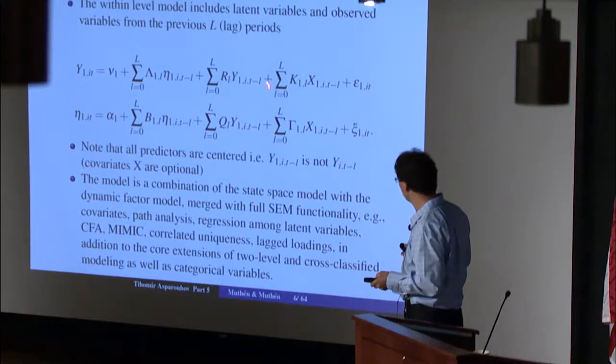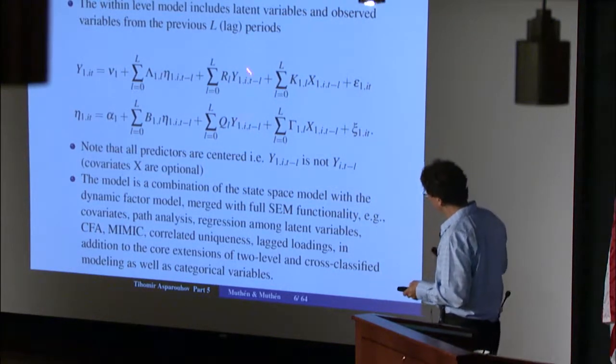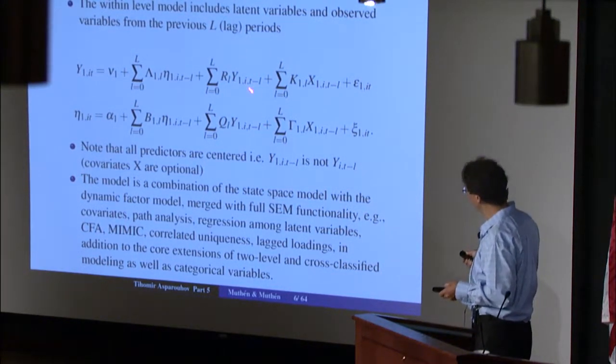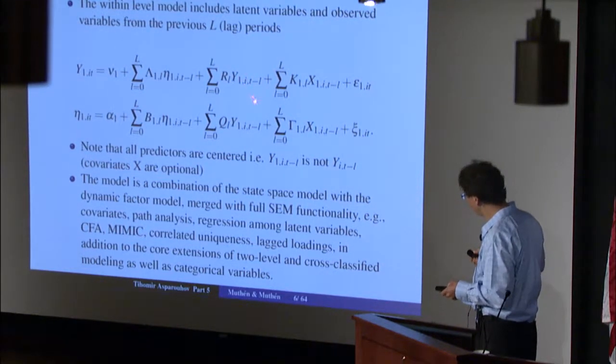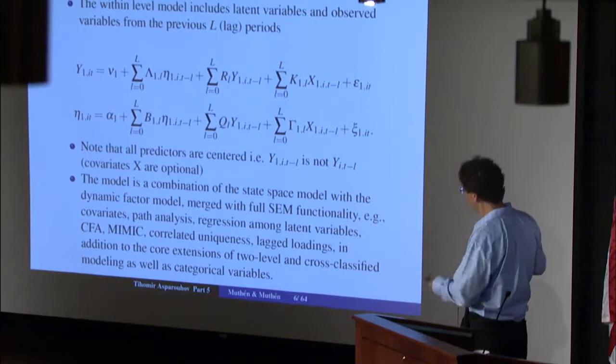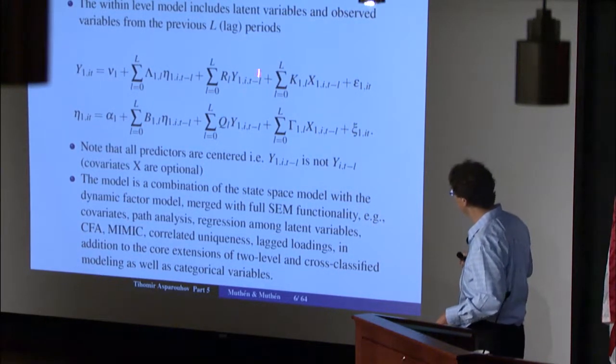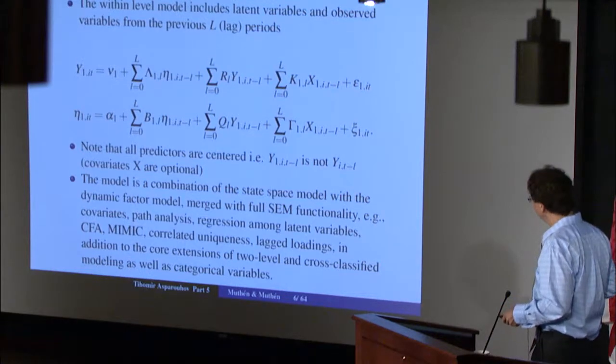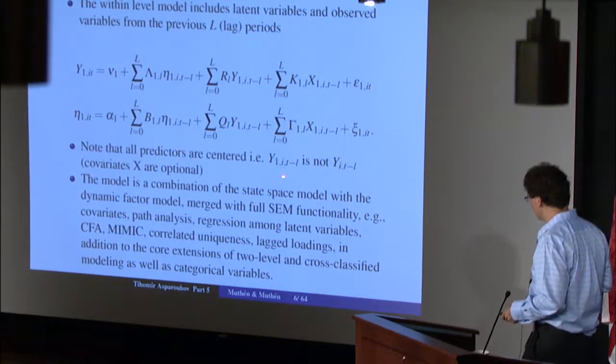So on the within level, the dependent variables are always centered. In other words, the contribution from the individual and the contribution from time are already removed, so this is just the residual part. So these are centered versions.